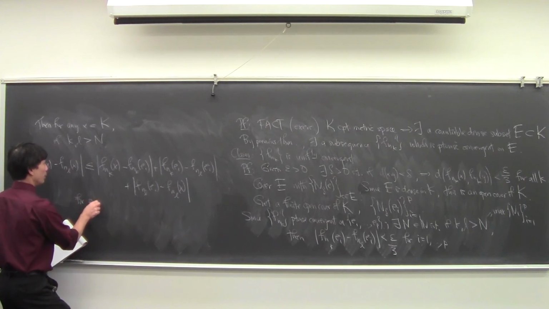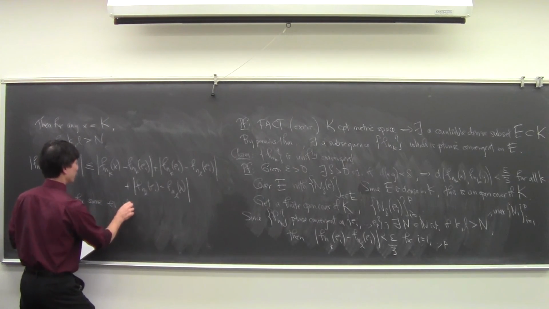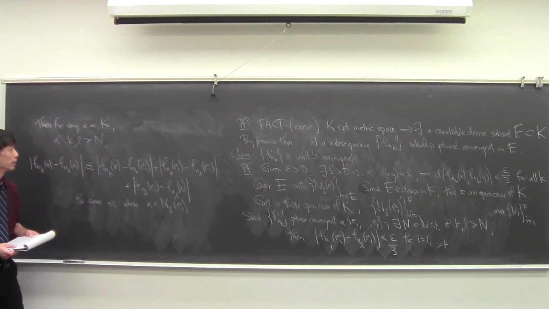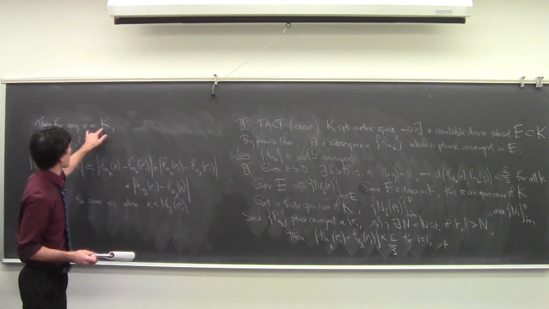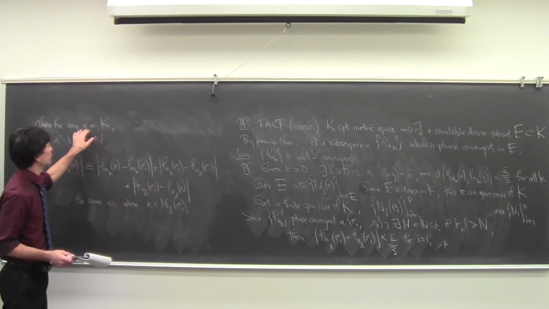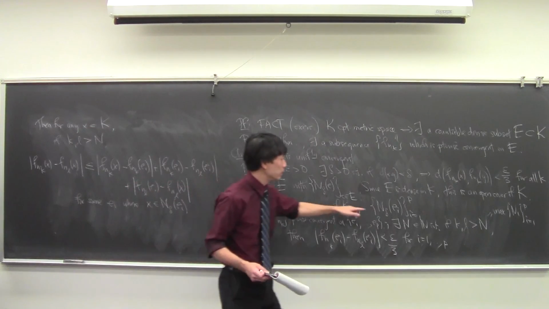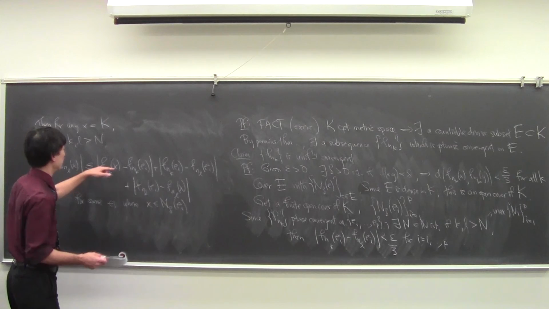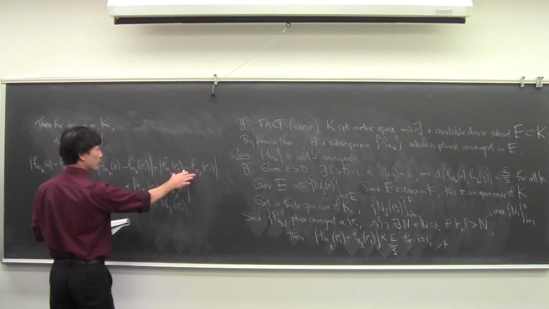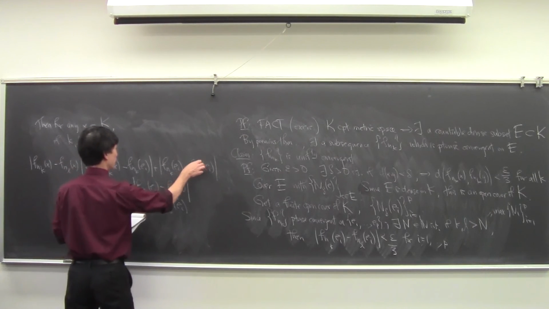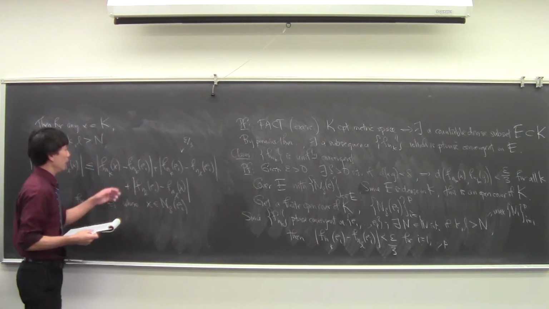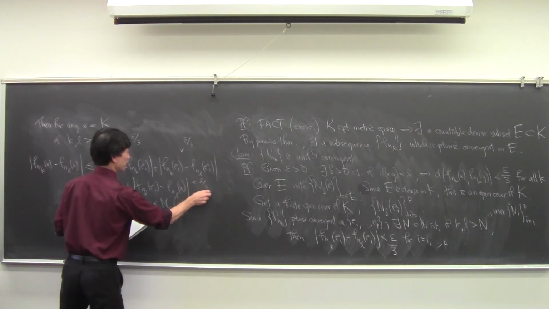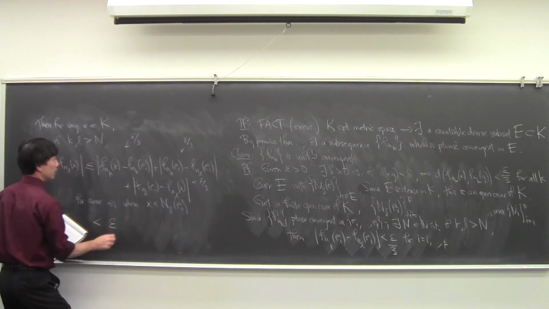For some e_i where x lies in the delta neighborhood of e_i, right? So we have this finite open cover of K. x is in K, so it must lie in one of these neighborhoods. And then what we see is that the pointwise convergence gives us that this is less than epsilon over 3. The equicontinuity gives you that this is less than epsilon over 3, and that this is less than epsilon over 3. So the whole thing is less than epsilon.